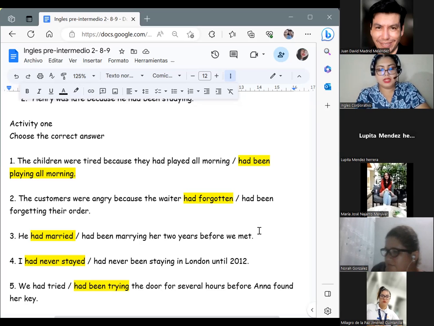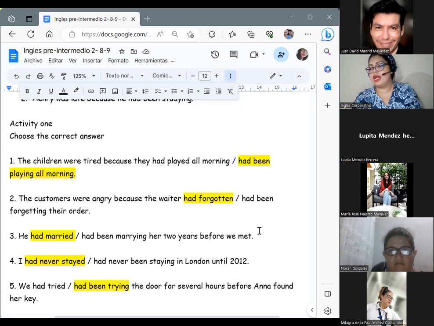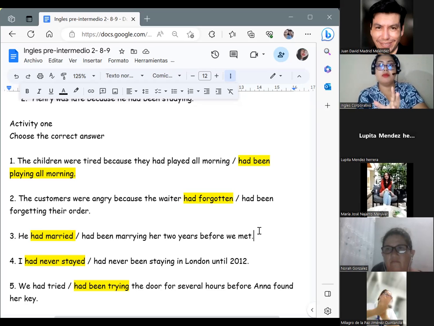Now, we are going to see the image. We have an image in which we are going to speculate. So, in this case, we are going to construct the answers in our minds. Vamos a tratar de construir la respuesta en nuestra cabeza. O sea, vamos a tratar de analizar la imagen y al mismo tiempo vamos a tratar de responder las preguntas.